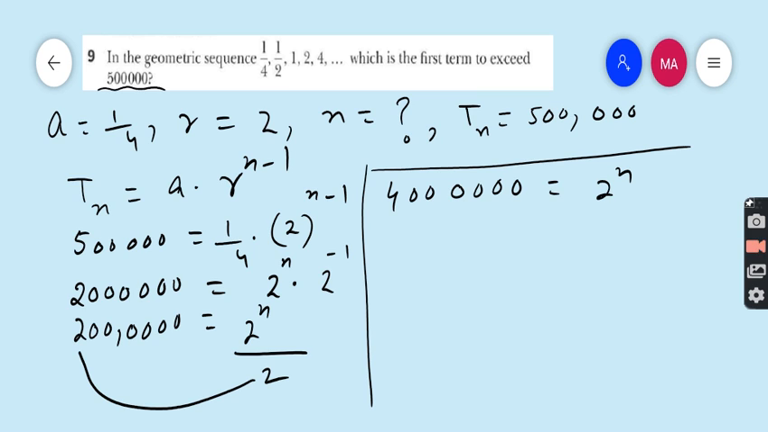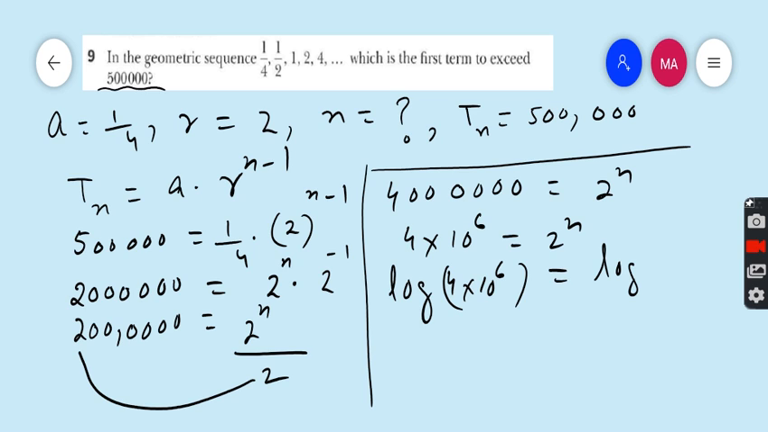Now we need the value of n. So first we have to write it as 4 into 10 to the power 6. It is very easy. In order to find n, taking log on both sides. The logarithm is the best tool. So log 4 into 10 to the power 6 is equals to log 2 power n.